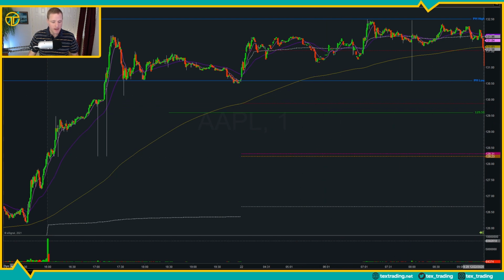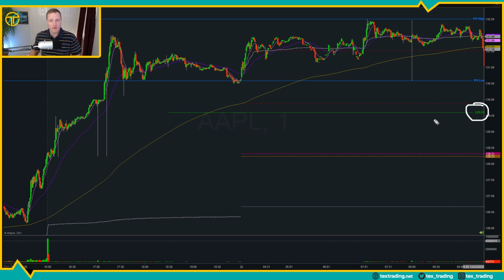But what I do like about that is you can clearly see that there is support that comes in here from after hours the previous day, as well as here. So that level right there just above 130.5 is that pre-market low level, is probably going to have some type of interaction with it. And so I like that that's kind of halfway in between where we're opening and that swing high.